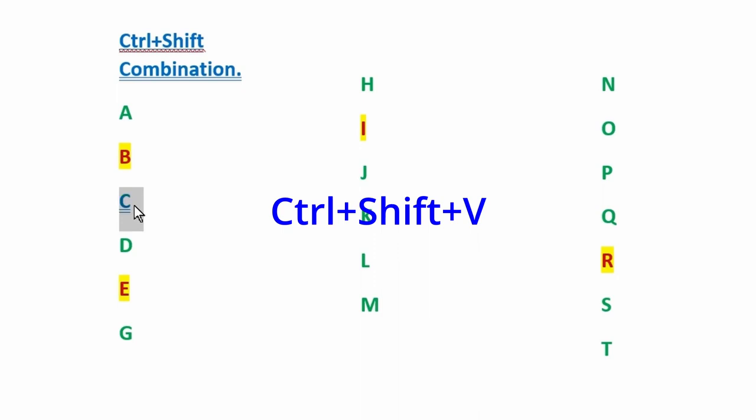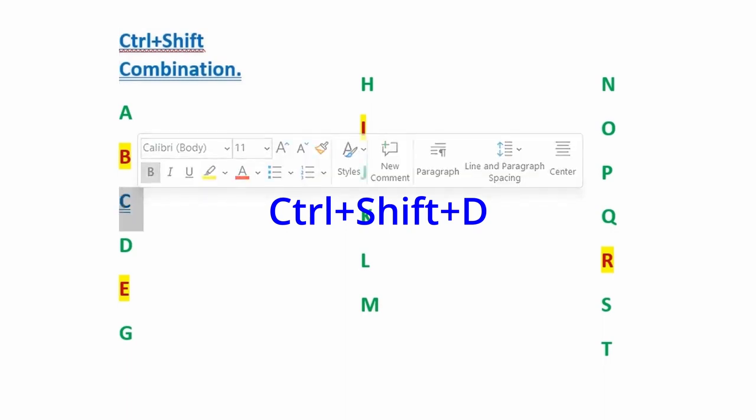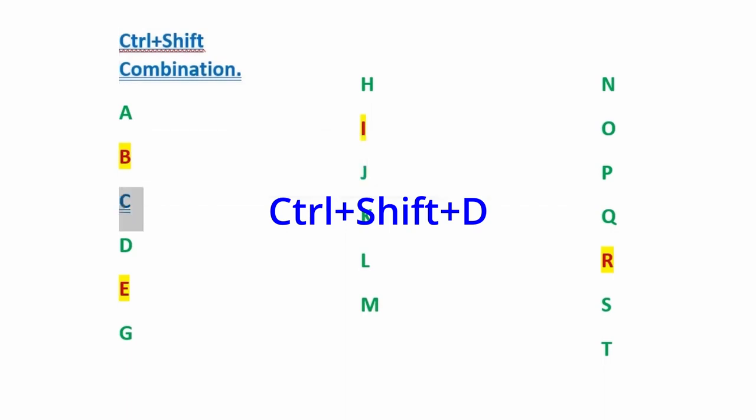Now I am selecting C and I'm clicking on Ctrl+Shift+V. So the format of above is applied to the selection, that is, the selected text C. Now moving on to the next shortcut, Ctrl+Shift+D will display double underline. Okay. Double underline shortcut is Ctrl+Shift+D. Now you can see that the selected text will have double underline by pressing the shortcut Ctrl+Shift+D. There is no shortcut with Ctrl+Shift+E, and the next shortcut is Ctrl+Shift+G.